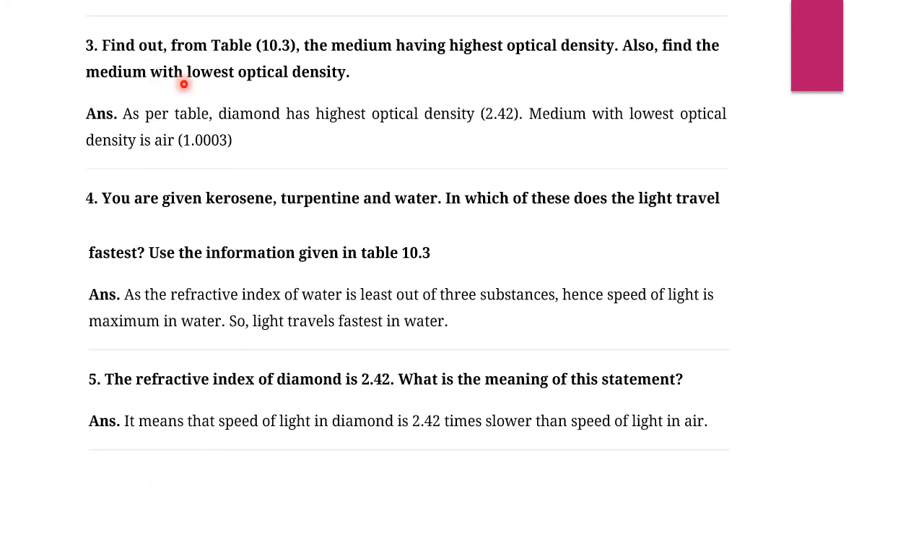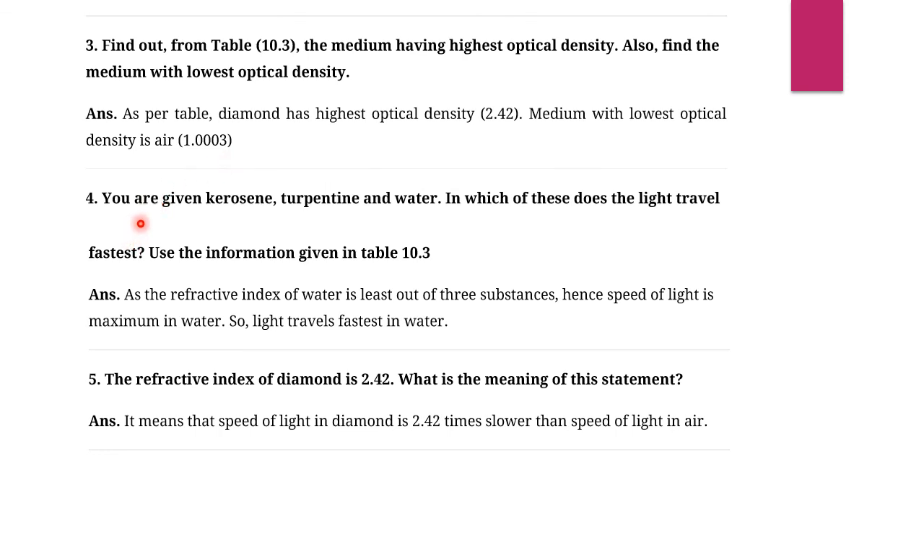Question 3: find out from table 10.3 the medium having the highest optical density, and also find a medium with the lowest optical density. If you refer to the previous slide, I have given the table there; it is also in the textbook. As per the table, diamond has the highest optical density, 2.42, and the lowest optical density is of air, that is 1.0003.